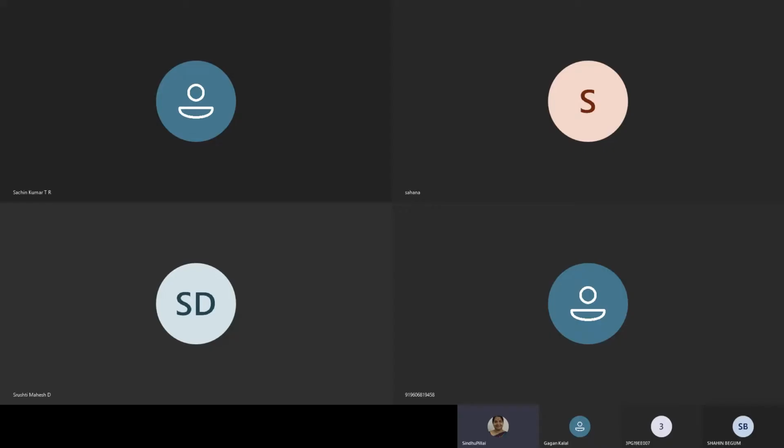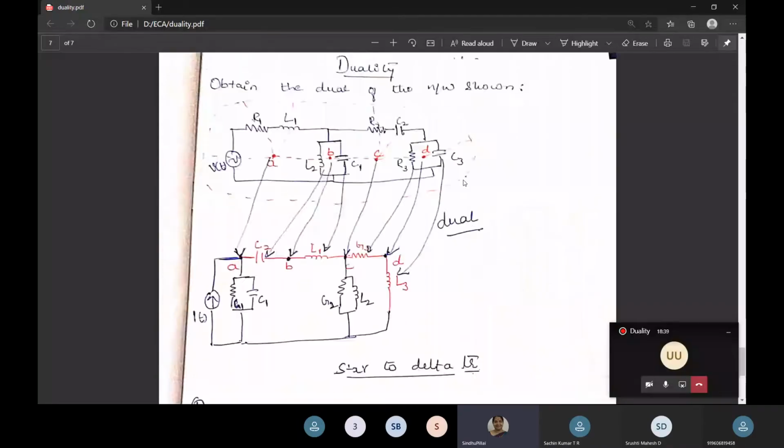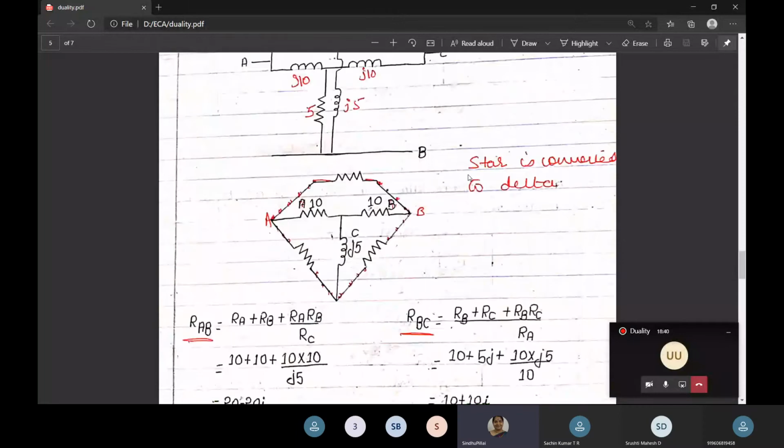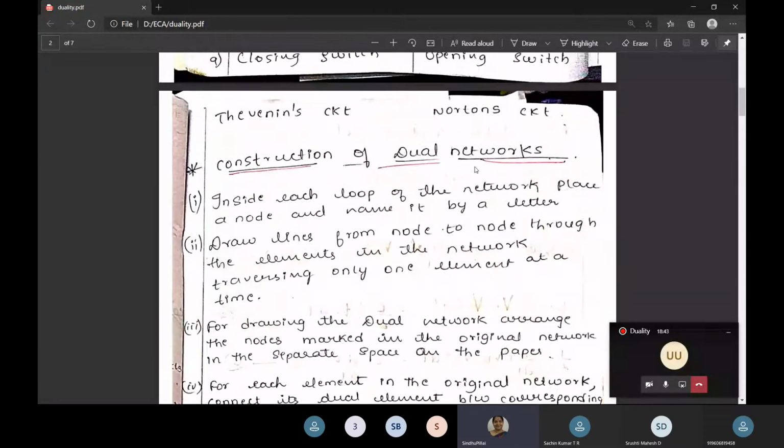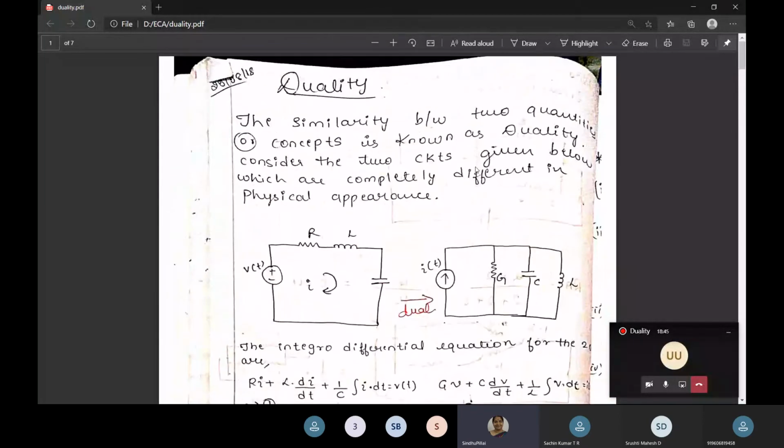So first we'll say what is duality. As we had seen before also, how to draw the dual of a network, what are the steps to be followed, all that will be studied. First, the definition of duality is the similarity between two quantities or concepts. What are the similarities between the two quantities or concepts is known as duality.